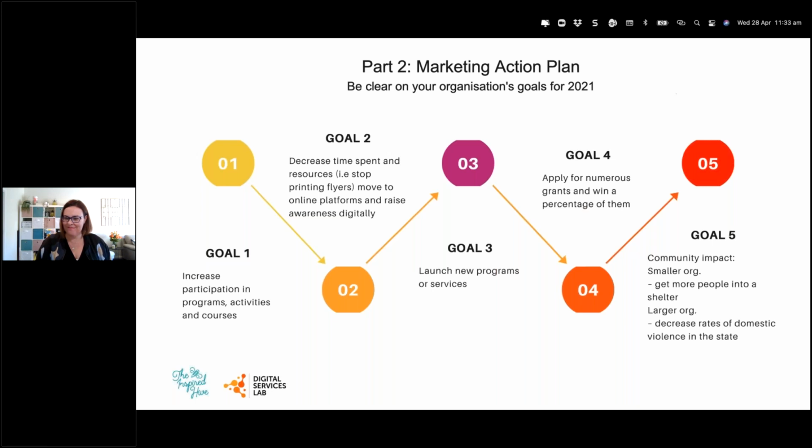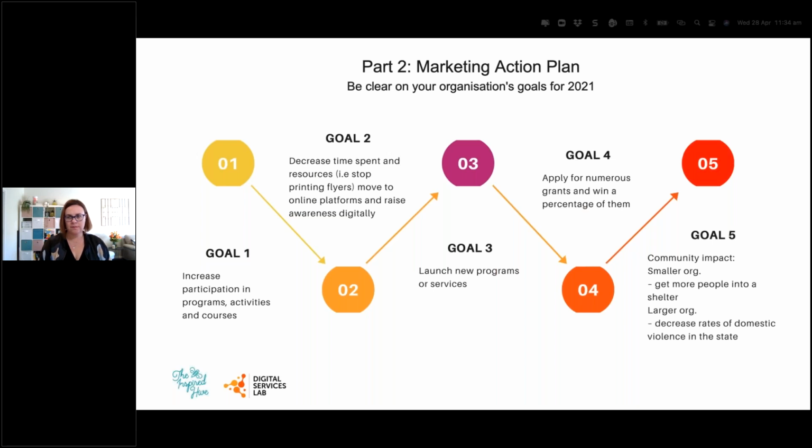Okay, so what we want to do is be clear on your organization's goals. These aren't necessarily your marketing goals at this stage. What we want to do is make sure that we align your organization goals with your marketing goals once we get into setting marketing actions and plans. So we need to understand where your organization is going in 2021 or to 2022. What's the strategic plan?